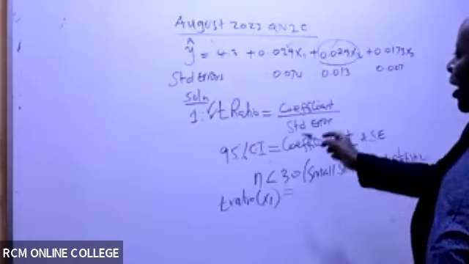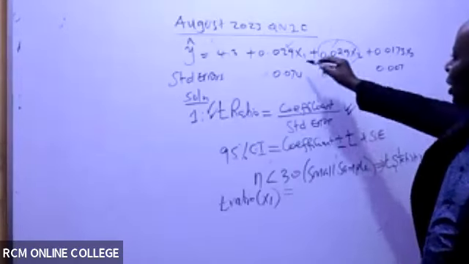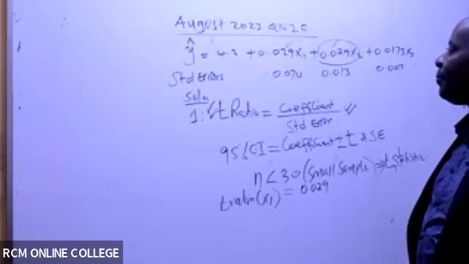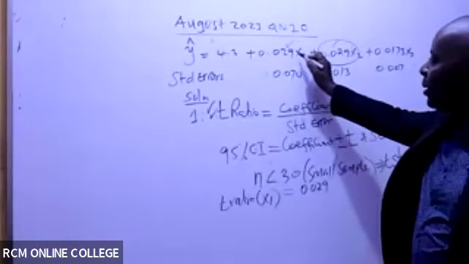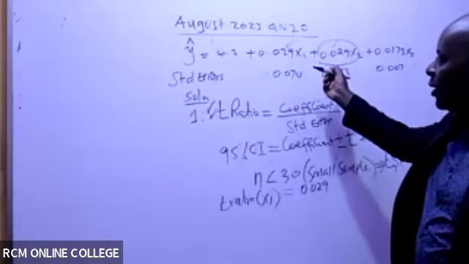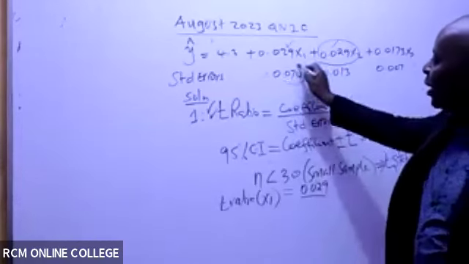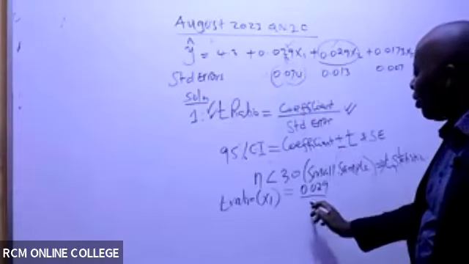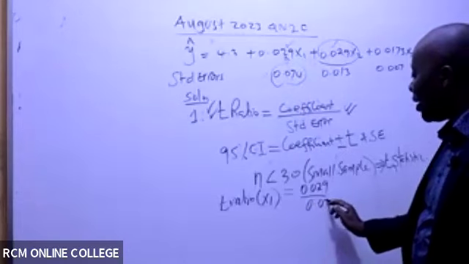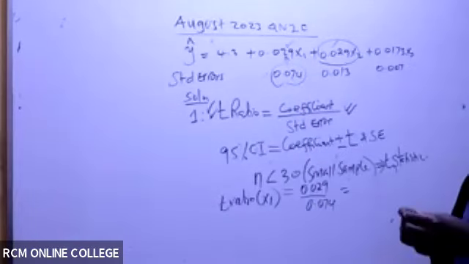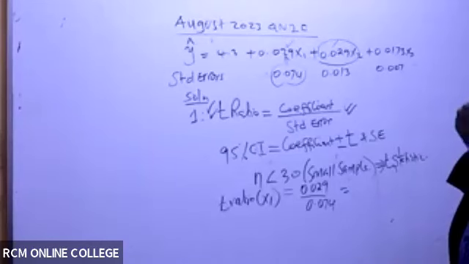So for X1, I'm using this formula. The coefficient for X1 is 0.029. That is the coefficient. The number that comes before X1 is the coefficient, like the gradient. We divide this by its corresponding standard error. This is the standard error. So is there somebody who is able to give me this T ratio?